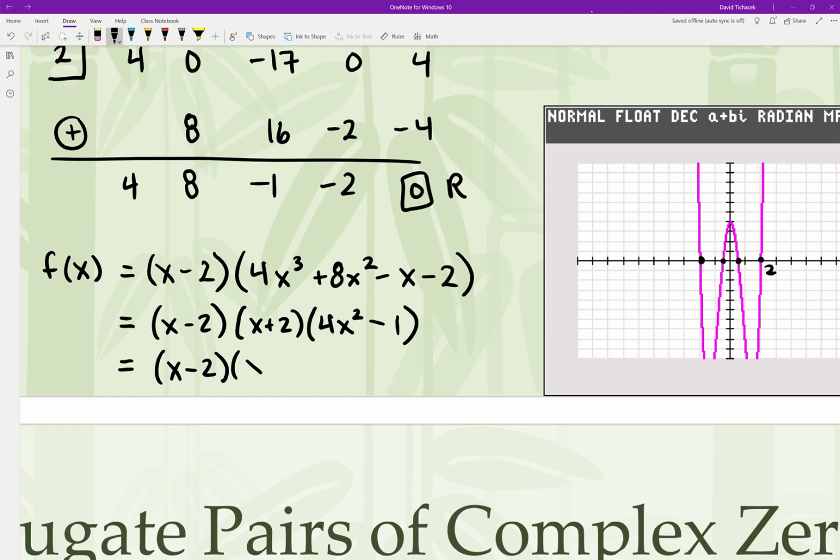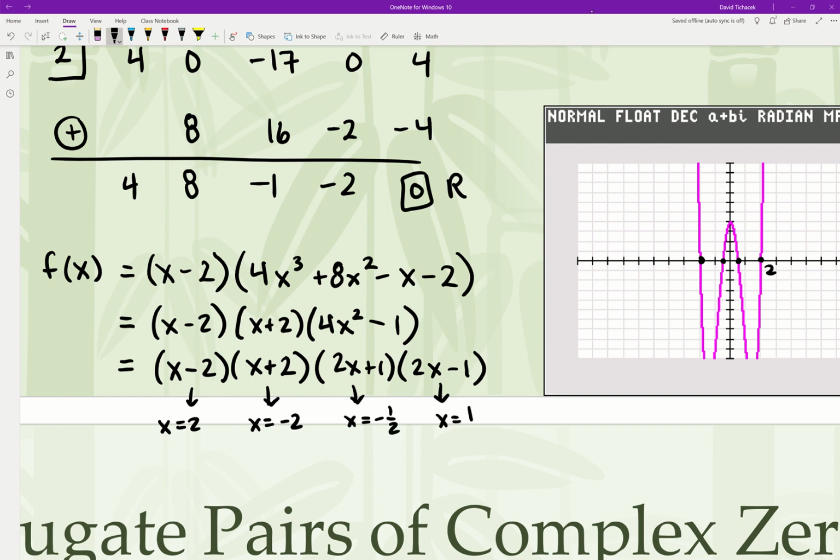(x - 2)(x + 2)(2x + 1)(2x - 1). In which case, you would see here that we get 4 separate zeros. We get x = 2, x = -2, x = -1/2, and x = 1/2. And that is exactly where we are crossing the x-axis in this example when we look at the graph. So at those 4 different locations, and again, that makes sense because we had a degree 4 polynomial, so we should expect to have 4 different zeros here. And it turns out that these are all 4 real zeros.